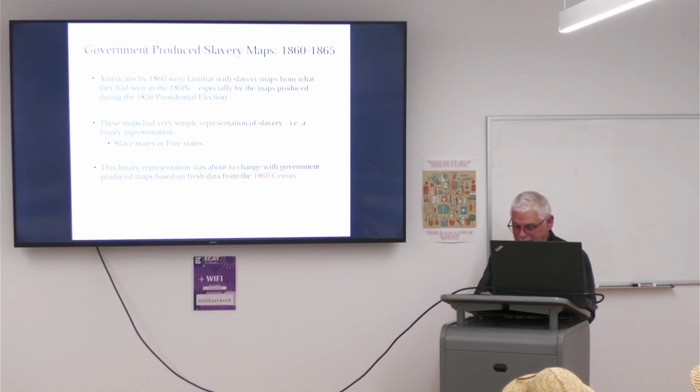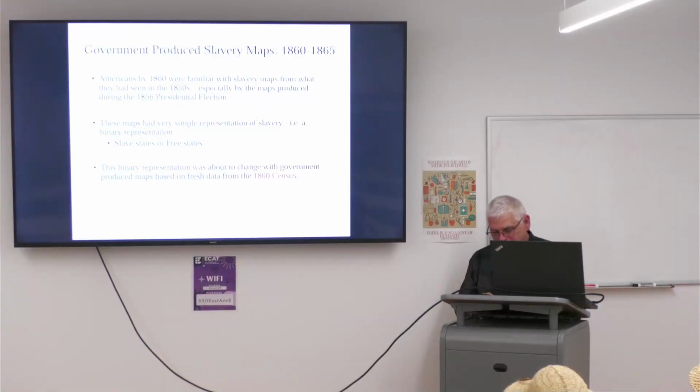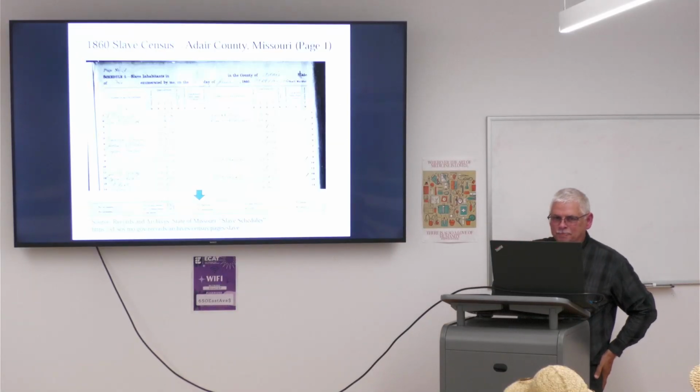But the bottom line is that this representation of slavery was very simplistic. Just a binary representation. The states were colored based on whether they were free or slave states. No attempt was made to capture in the map numerical difference in the number of slaves in a slave state. Numeric information about number of slaves per state was included in the tables attached to the maps, but was not captured in the maps themselves. So this binary representation was about to change based on new slave numbers from the 1860 federal census.